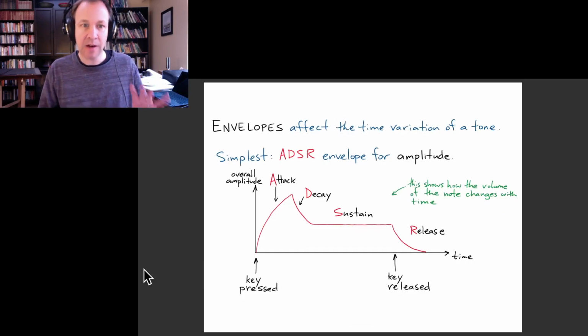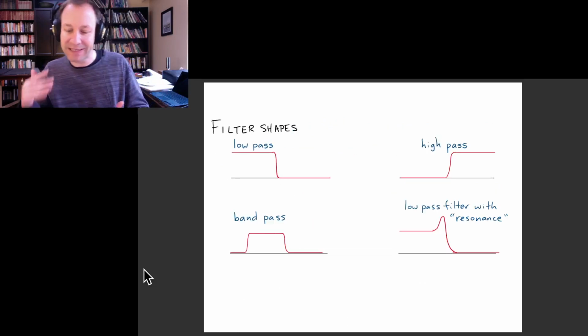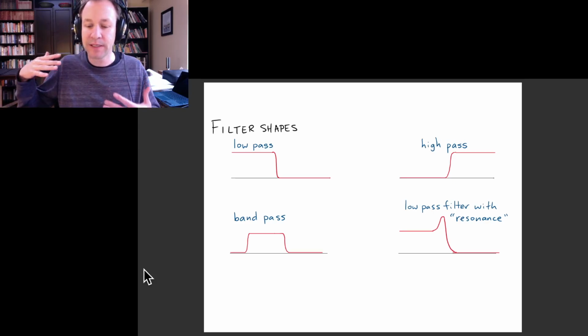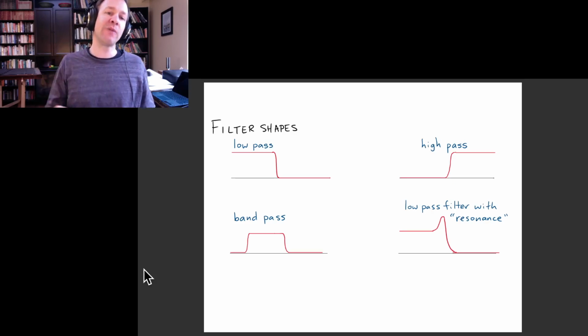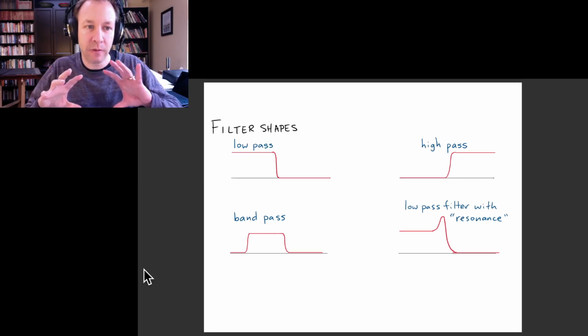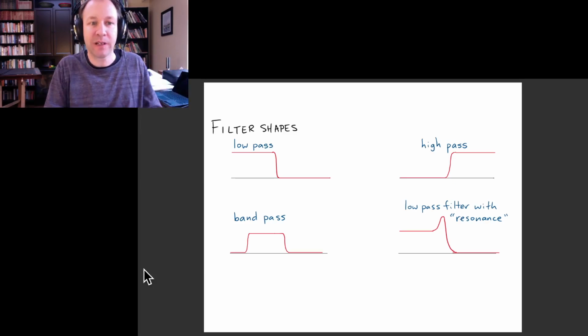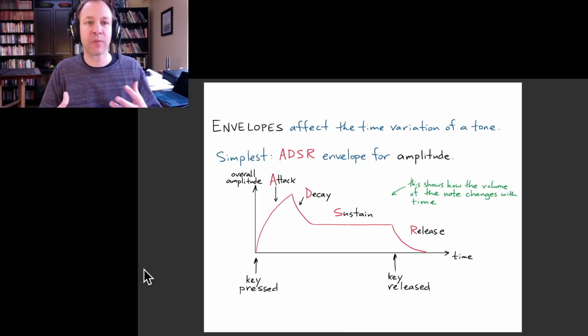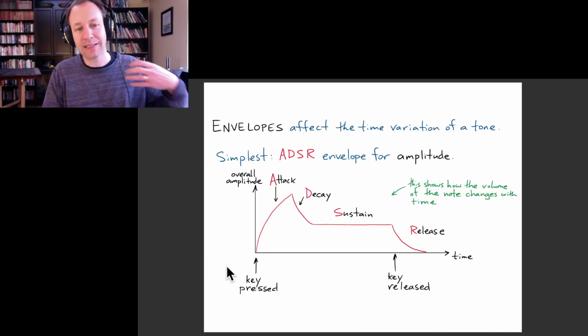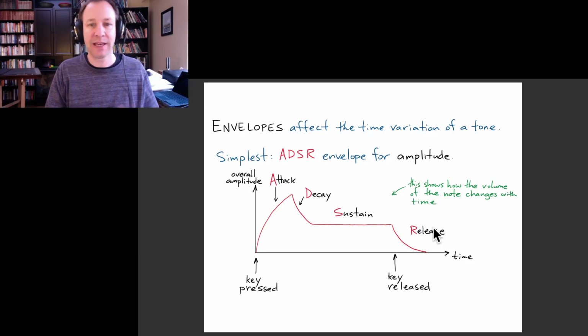So far, all these things that I was talking about basically affect the continuous sustained tone that I would get if I keep my finger on the key. But now I want to talk about how to affect the overall shape of the sound in time. And so that's done through what is known as an envelope. So the envelopes are basically like shapes that change the time variation of our tone.